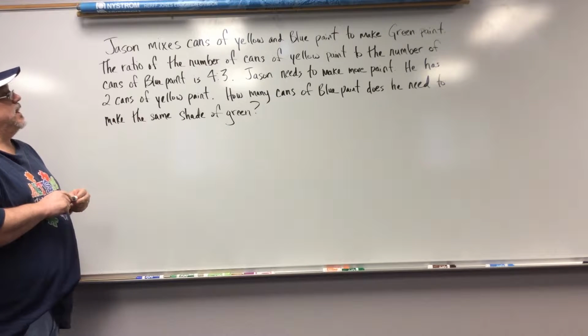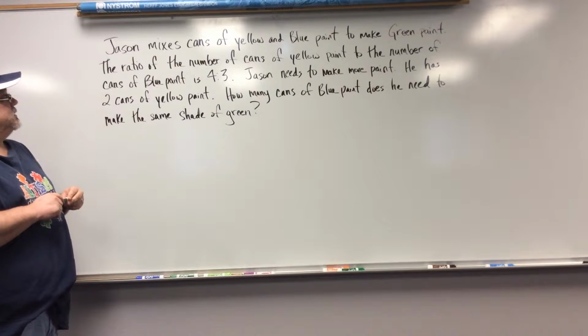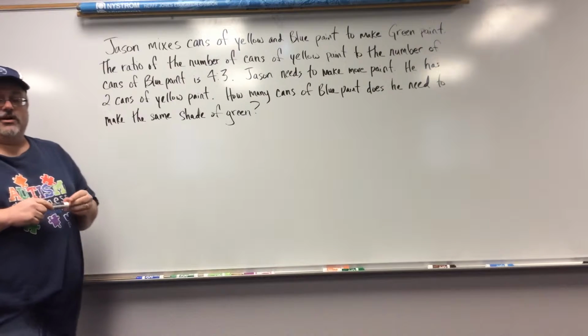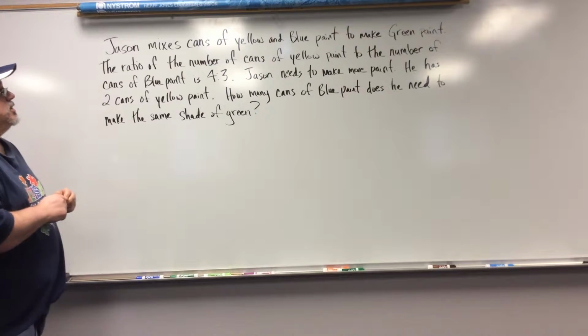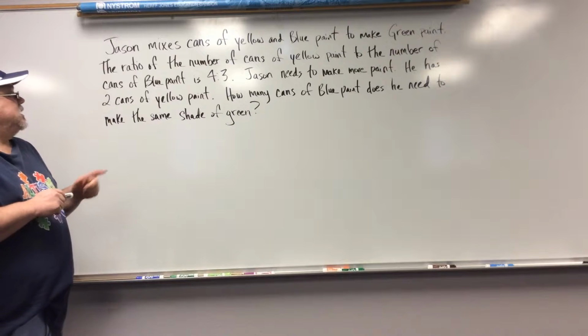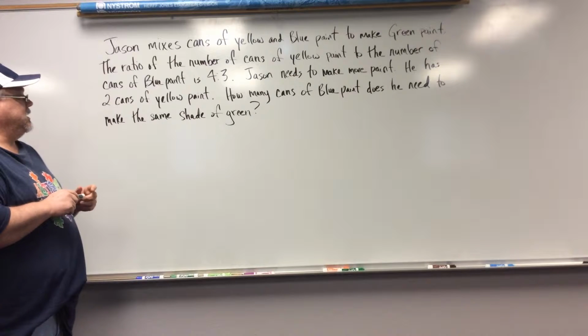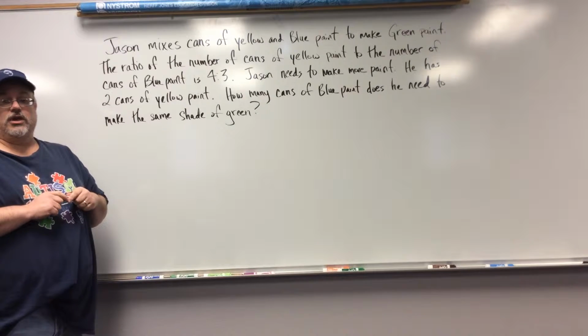Jason mixes cans of yellow and blue paint to make green paint. The ratio of the number of cans of yellow paint to the number of cans of blue paint is 4:3. Jason needs to make more paint. He has 2 cans of yellow paint. How many cans of blue paint does he need to make the same shade of green?